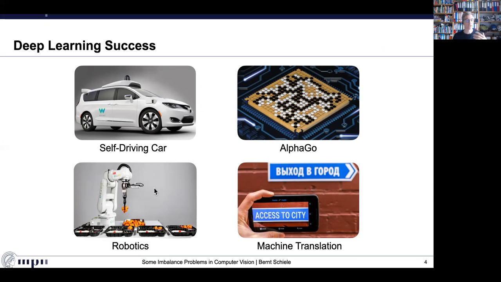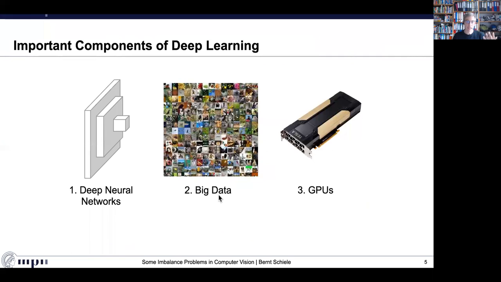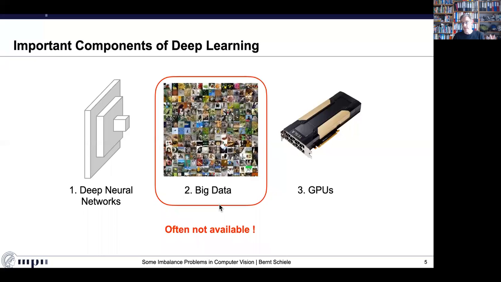But deep learning had great successes in all kinds of domains, like self-driving cars, AlphaGo, you name it. And one can argue that the 3 most important components are the network architectures that we're improving over time, lots of data, typically supervised data that we can use, and then the processing power from the GPUs. But the key is, and that's actually the central theme in my view about the imbalance data problems in computer vision, we do not always have sufficient data to train our networks.